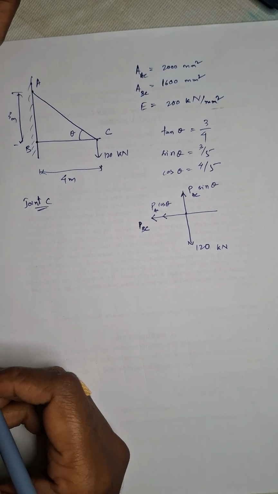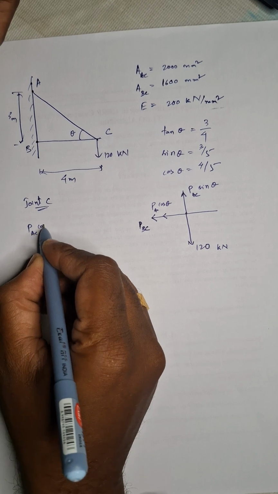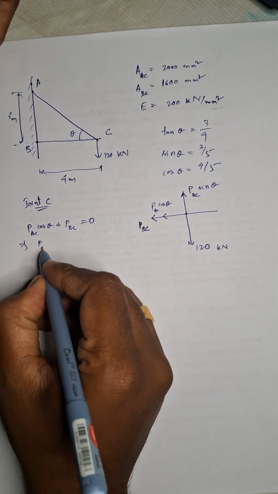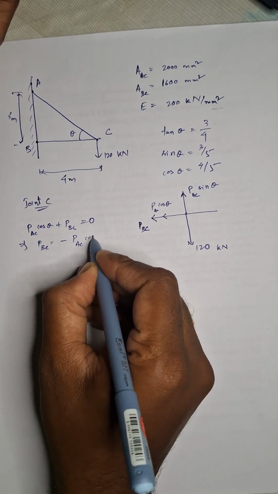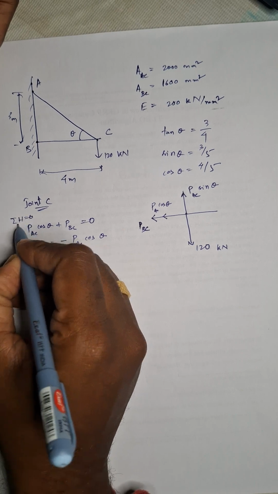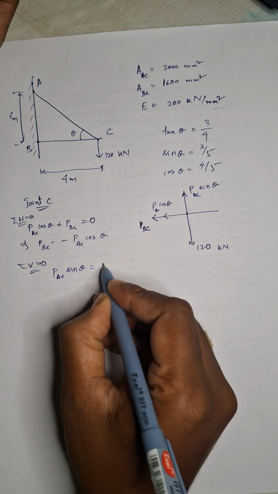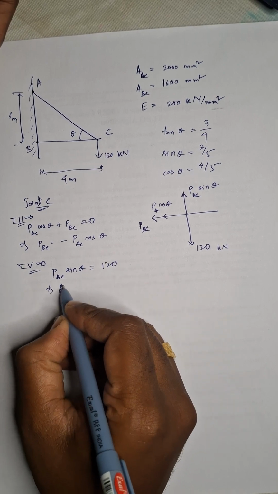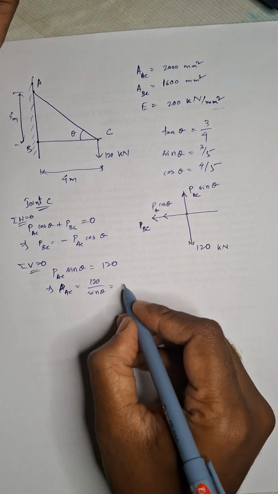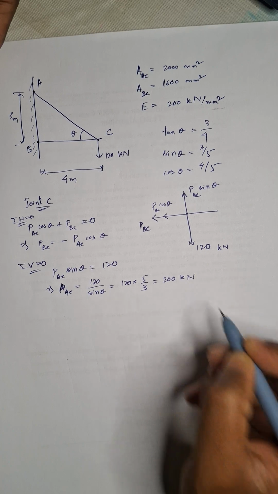If we apply the equilibrium equations, summation of horizontal force equals 0 gives PAC cos theta plus PBC equals 0, so PBC equals minus PAC cos theta. There are two unknowns. Summation of vertical force equals 0 gives PAC sin theta equals 120, so PAC equals 120 divided by sin theta. Sin theta is 3 by 5, so 120 into 5 by 3, which is 200 kilonewton. So we got PAC.